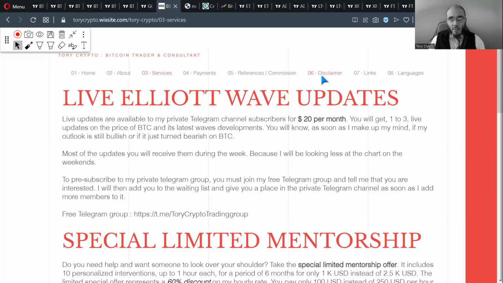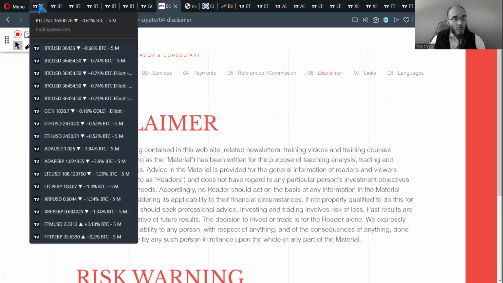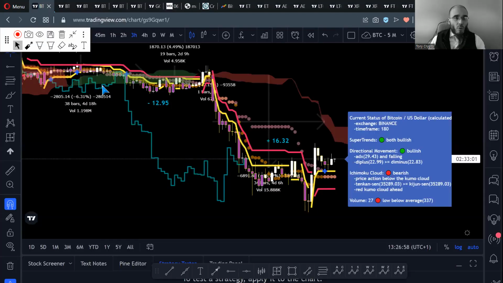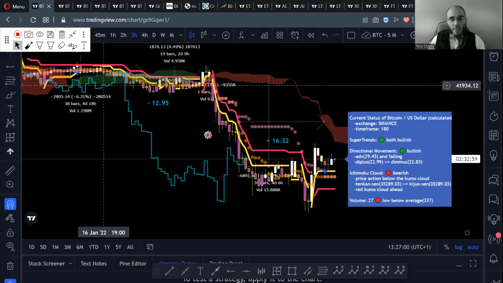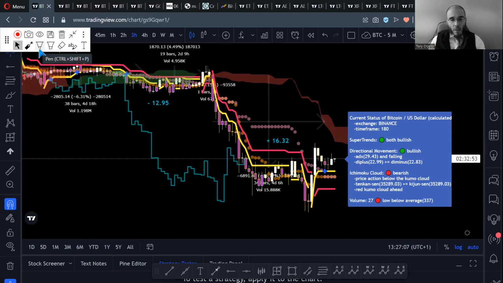Now, that being said, we'll start, as I've told you, with Bitcoin Ichimoku. What I'm trying to explain to you now is why you need Elliott wave combined with Ichimoku to have better than average results.